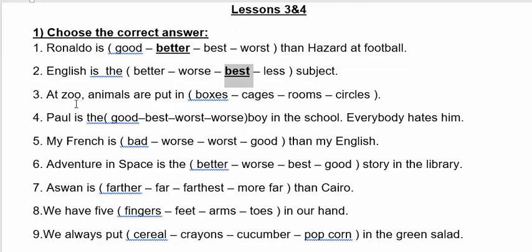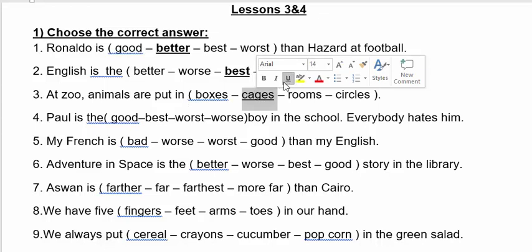Number 3, at the zoo, animals are put in boxes, cages, rooms, circles. Take your time. You have 3 seconds to answer. Excellent. At the zoo, animals are put in cages. So we protect our animals or birds in the cages.